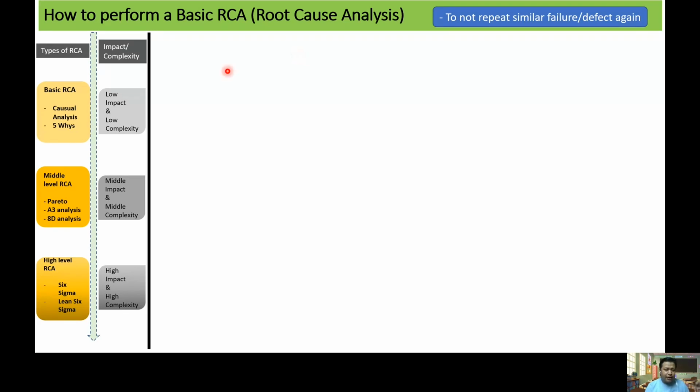So if I try to explain the different types of RCA, they can be broadly divided into three major categories based on the impact and the complexity of the problem we are dealing with. If it is a low impact and low complexity problem, then we can perform basic RCA, which includes causal analysis and 5 whys. If it is a middle impact and middle complexity problem, then we can use tools like Pareto, A3 and 8D. And if it is a high impact and high complexity problem, then statistical tools like Six Sigma and Lean Six Sigma can be used to perform a root cause analysis.